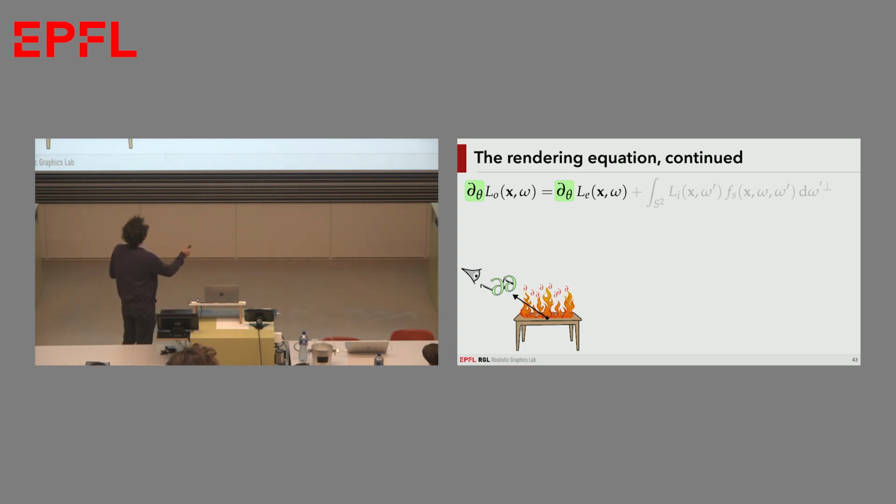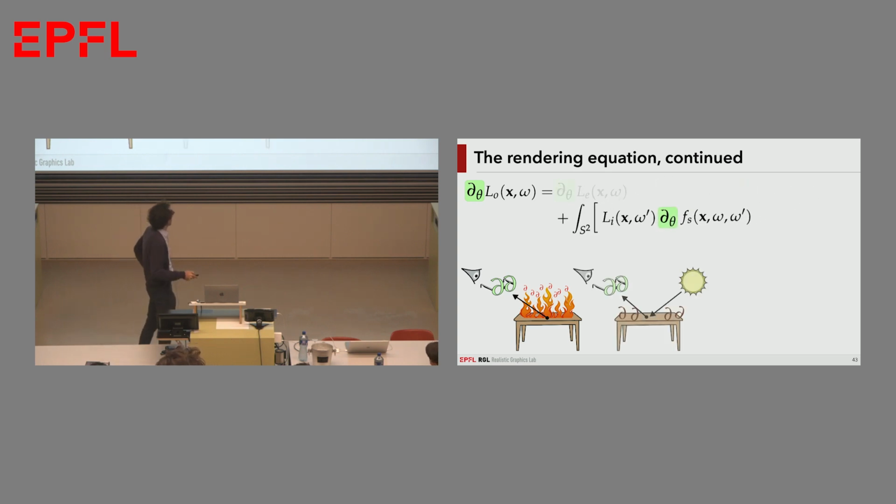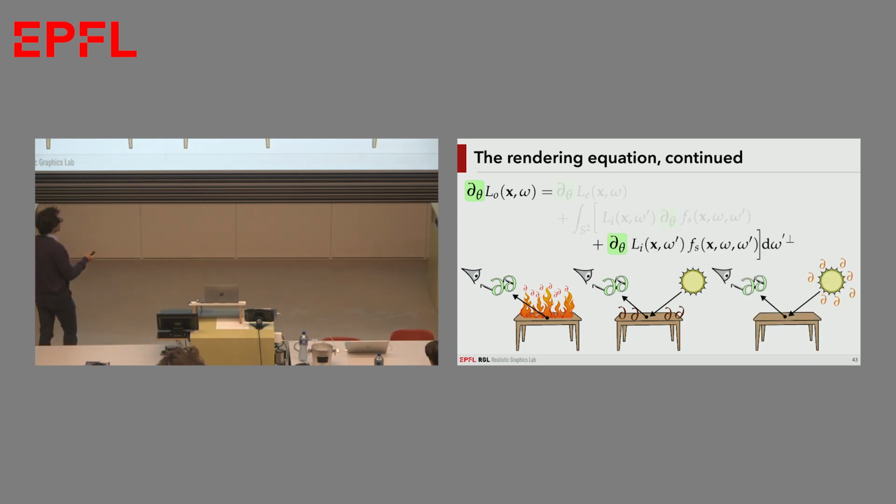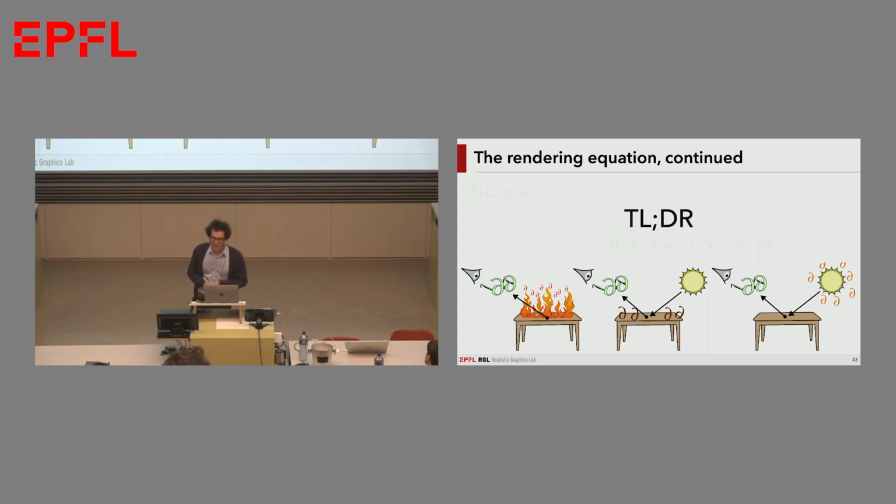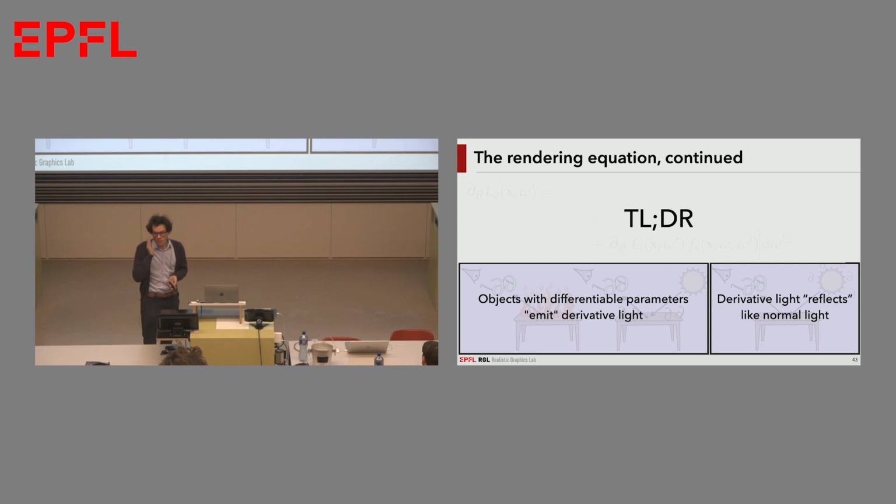Now, the second part of that equation was an integral with a product, so we have to apply the product rule, which means now we get multiple terms. The first one is saying that when normal light arrives at this table, and when that table has differentiable parameters, then it's going to convert some of that light into this new and strange derivative light. And the last one says that when we have derivative light that's coming from somewhere else, then it bounces off the normal way, according to regular physics. TLDR, we have just found a physical interpretation of the act of differentiating something, which is that everything turns into a light source and it emits derivative light. And then once this derivative light is created, it obeys regular physics.